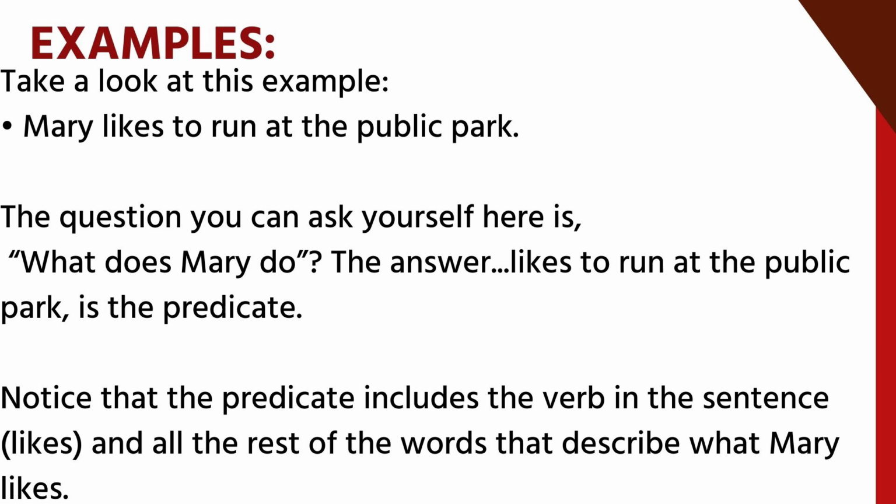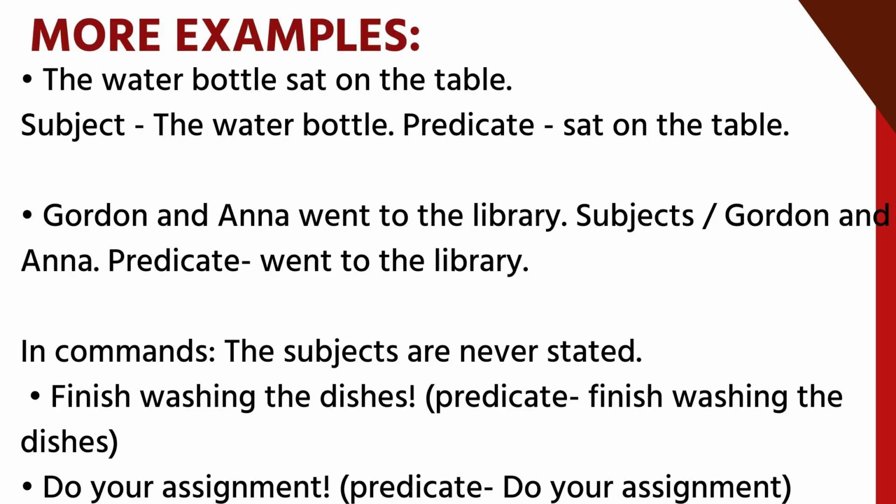The question you can also ask here is, what does Mary do? And the answer should be, Mary likes to run at a public park, or likes to run at a public park, which indicates the predicate. Now, you have to notice that the predicate includes the verb, which is the action, likes, and all the rest of the words that describe what Mary likes. I hope you understand.